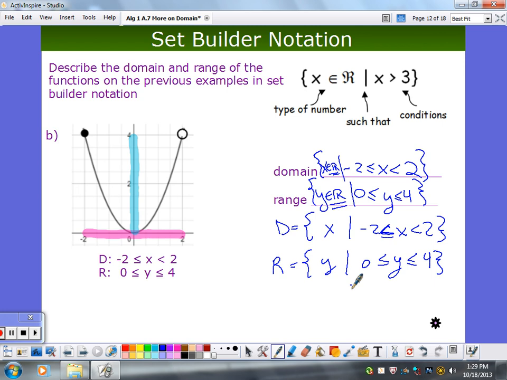So again, the set builder notation looks hard, but it's not the hard part. The hard part for me is just figuring out this part.